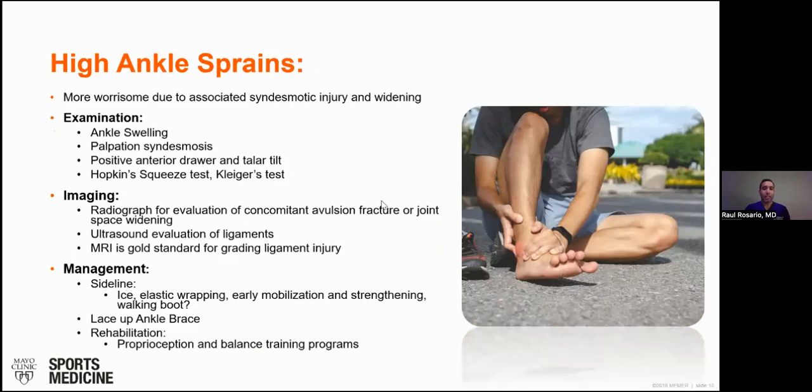And the worrisome part is that it can cause some syndesmotic widening of the syndesmotic region there in the distal leg. It has definitely swelling, pain, positive anterior drawer and tilt, and squeeze test. And also there's the squeeze test that you can kind of squeeze the fibula and tibia and see if that helps. The x-ray can help to make sure that there's no associated fracture, but also they can identify the widening of the space. Ultrasound can evaluate for all the ligaments that we discussed, including the AITFL, the anterior inferior tibiofibular ligament, which is the one that gets injured in high ankle sprain.